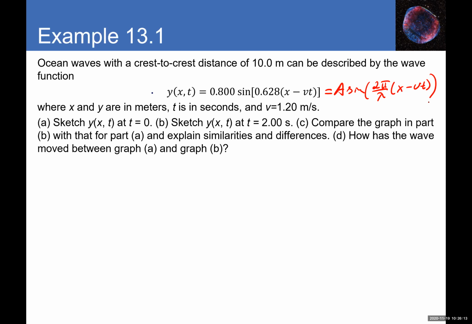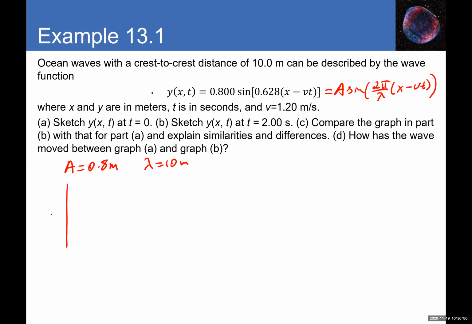All right, so that means my A is 0.8 meters, because everything is in meters. So this is my amplitude. And my wavelength here is 10 meters, again because of the information we were given. Okay, so then part A says sketch y(x,t) at t equals 0 and at a later time of 2 seconds.